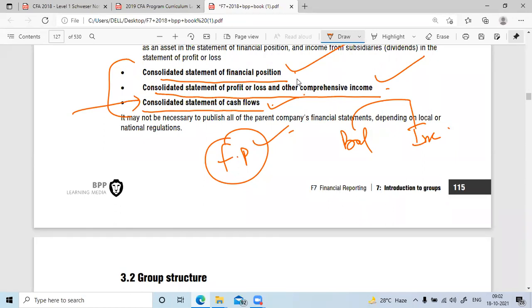Consolidated statements of cash flows is not there, sir. You don't have it in your syllabus. You only have consolidated statement of financial position, consolidated statement of profit or loss, and OCI. Okay, sir. Yeah.